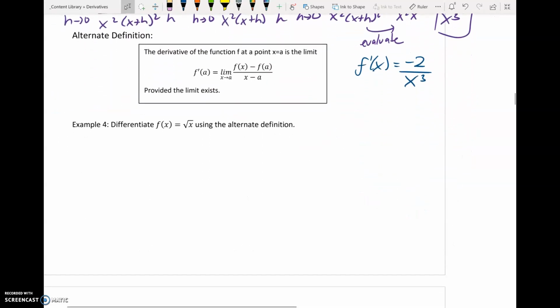There's also an alternate definition that you might want to consider knowing as well. So this one doesn't have h in it. Instead, we're looking at a point x equals a. So it's f prime of a is equal to the limit as x approaches a of f of x minus f of a over x minus a. So we're going to apply this by doing this example where f of x is equal to the root of x.